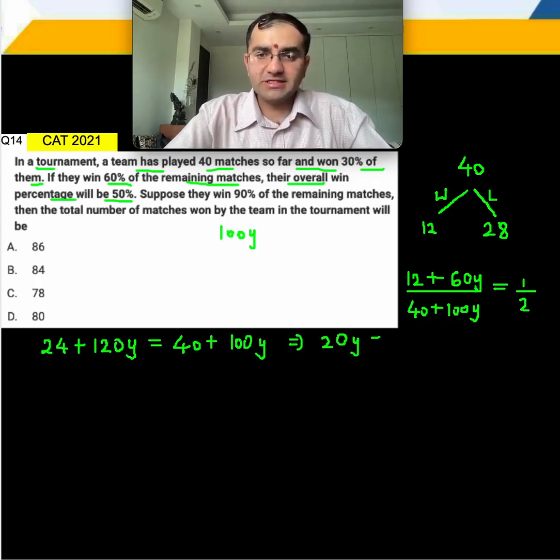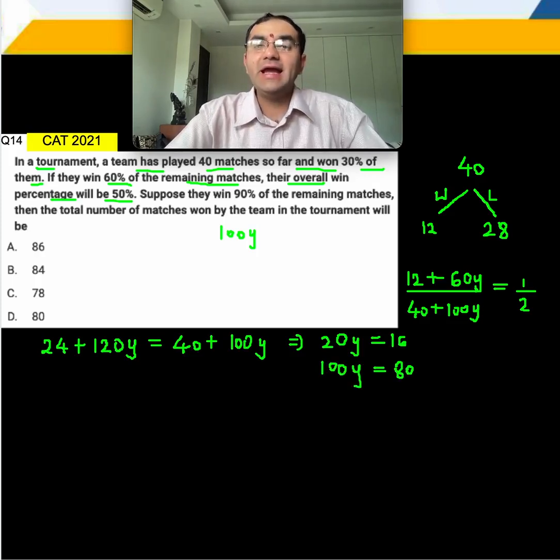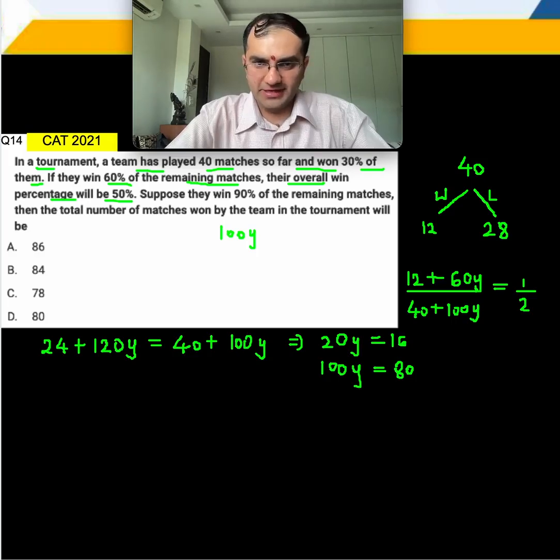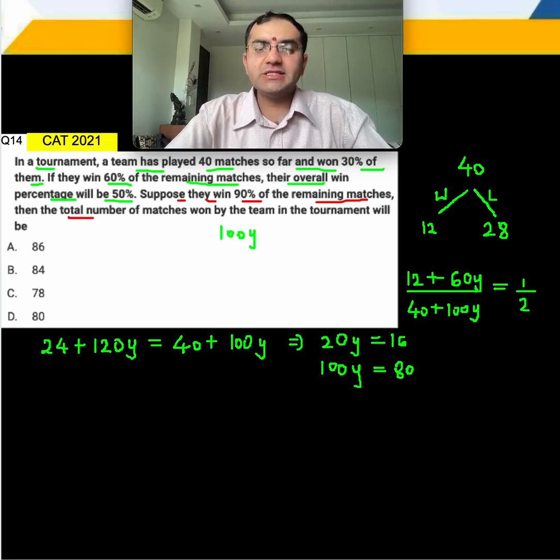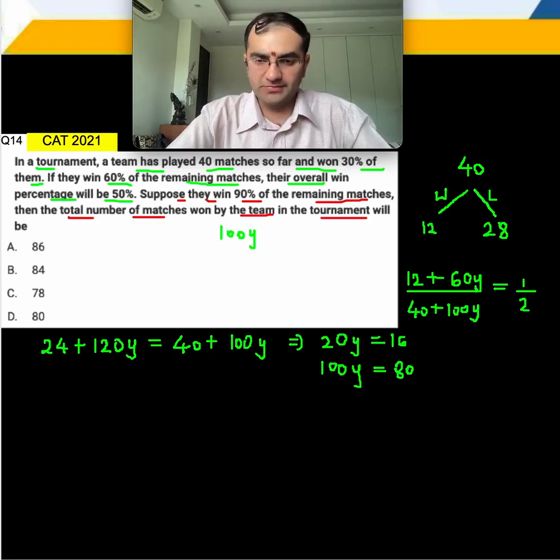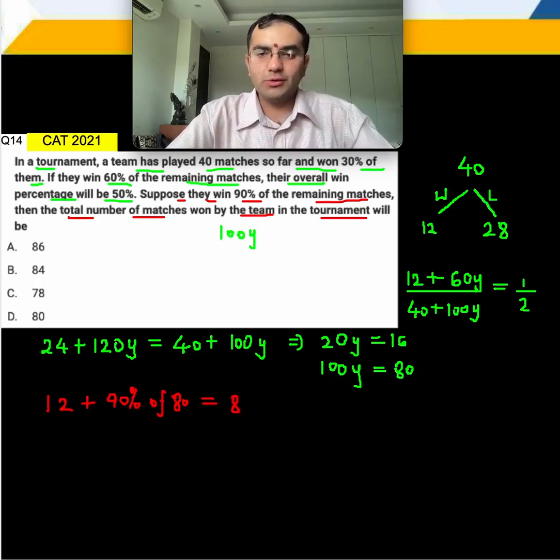So you get 20y is equal to 16, multiply by 5 on both sides, 100y is equal to 80. 80 more matches have been played now. And then it says suppose they win 90% of the remaining matches, then total number of matches won कितना होगा. So अभी तक they have won 12 matches plus 90% of the remaining 80 matches, which is 72. 12 plus 72 becomes 84, and the answer is B part, and that's question number 14.